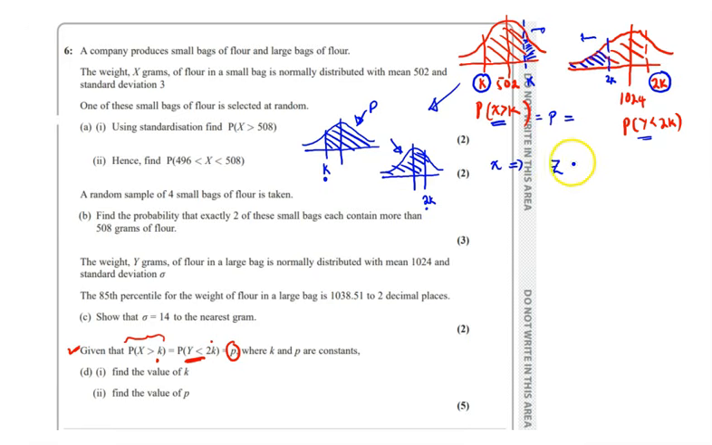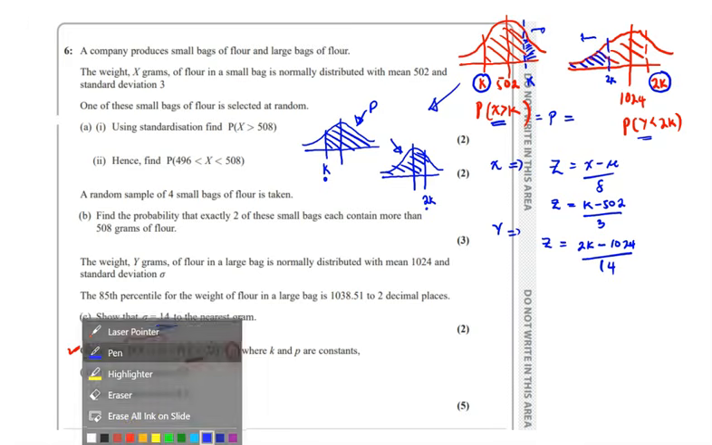Remember the standardization: z is equal to x minus mu over sigma. So for x, your z value will be equal to the x value, which is k, minus the mean, which is 502, over the standard deviation, which is 3. And for your y, when you standardize, your z will be y, which is 2k, minus your mean, which is 1024, over the standard deviation, which you have just found to be 14.